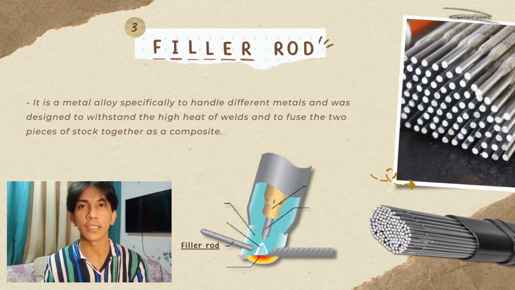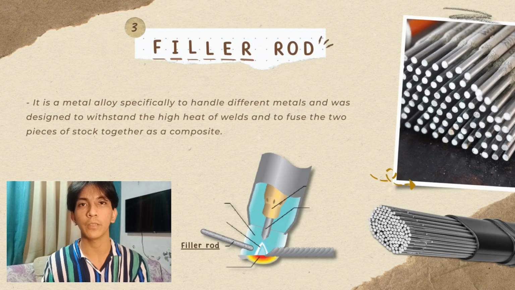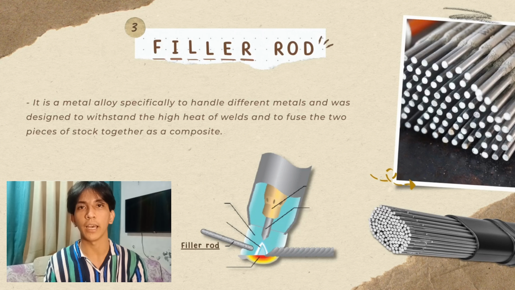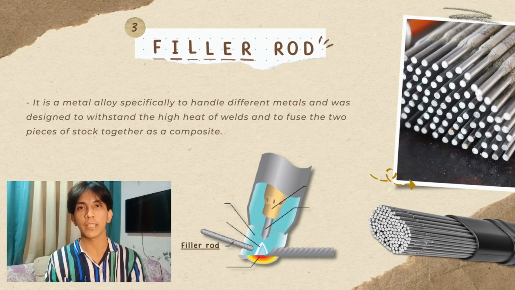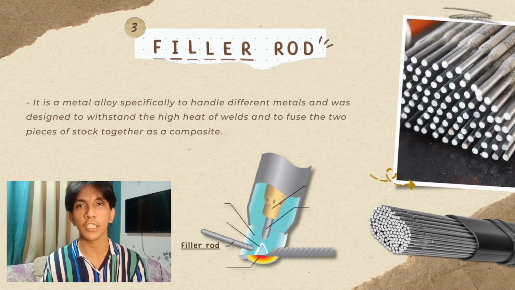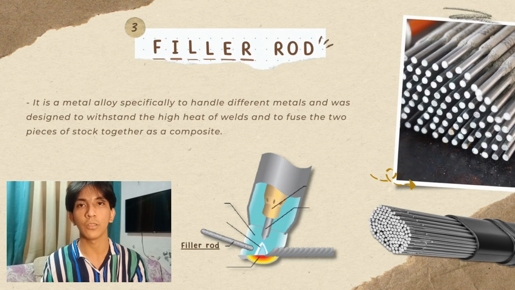Torches have several components. The TIG filler rod is one of the components, and most TIG filler rods are mild steel, stainless steel, nickel, and aluminum. This filler material is a metal alloy specifically made to handle different metals and was designed to withstand the high heat of welds and to fuse the two pieces of stock together as a composite. So not surprisingly, the alloy and size of filler rods vary for the varying stock thickness and types of base metals people weld. And knowing which filler rod to use and when makes your welds strong and aesthetically pleasing.